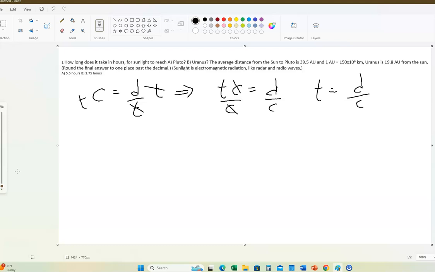All right, so here we go. For part A, the distance is 39.5 AU, and we know that in 1 AU, remember I have to cancel the AUs, it's 150 million, which is times 10 to the sixth kilometers. So there we go, the AUs cancel.